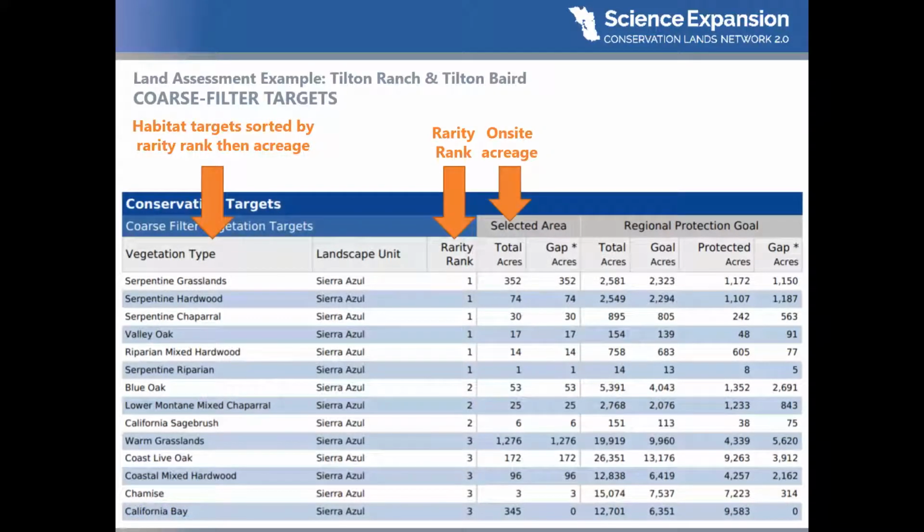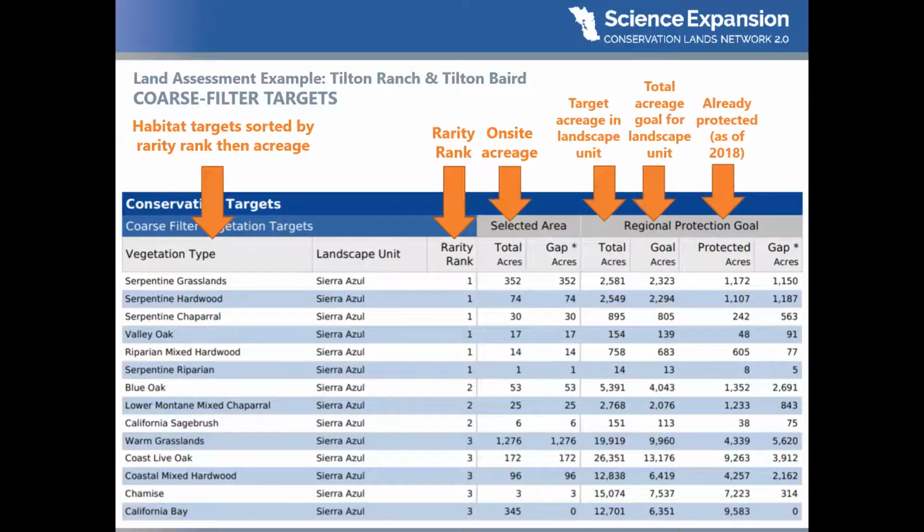You're going to see the habitat targets sorted by rarity rank and then acreage. You can see the rarity rank and the acreage. Then you also get, for the whole landscape unit, the total acres of each one of those vegetation types in the landscape unit.